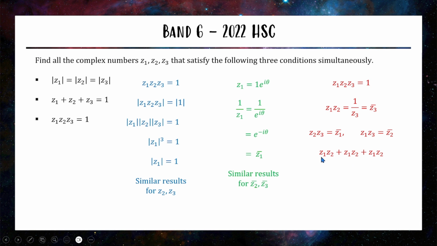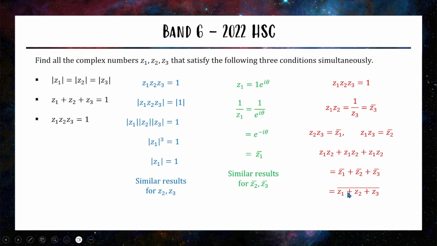Okay, so adding these together is the same thing as adding the 3 conjugates together. And a cool little property here is when you take the conjugate of 3 numbers and you add them together, it's the same thing as taking the conjugate of the sum of all 3. Okay, so this is a property of complex numbers. It's a bit niche, but it is very useful here.